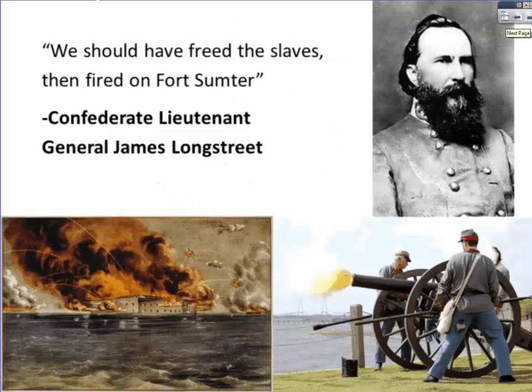A famous quote from partway through the war, Robert E. Lee's famous Lieutenant General James Longstreet says, "We should have freed the slaves, then fired on Fort Sumter." His sentiments were that if the war was truly about states' rights, you had to take slavery out of the equation.